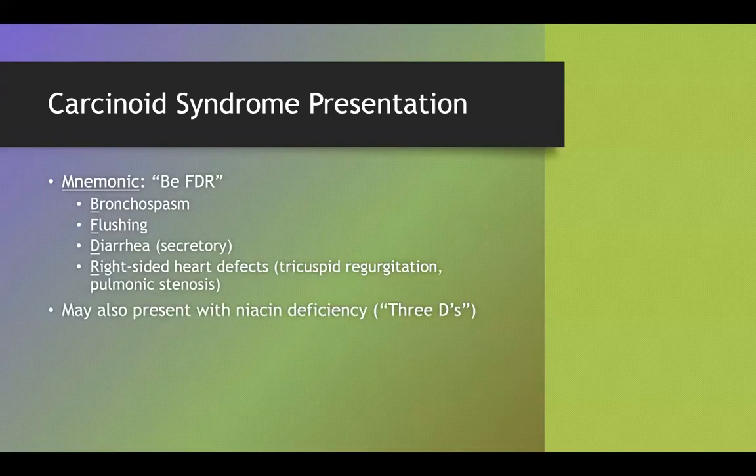Something they sometimes test is the fact that carcinoid syndrome can cause niacin deficiency, which is vitamin B3. A good mnemonic for niacin deficiency is our 3Ds. You have dermatitis, dementia, and death.